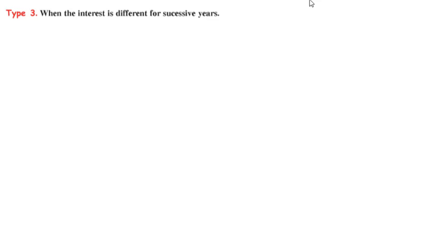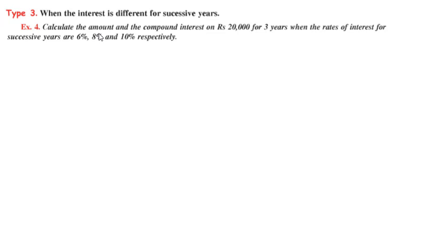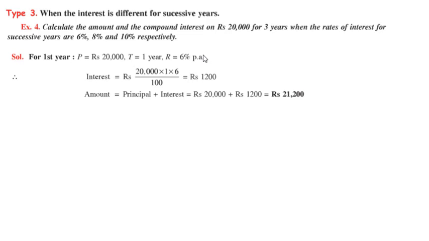Okay, so take an example: calculate the amount and the compound interest on rupees 20,000 for 3 years when the rate of interest for successive years is 6%, 8% and 10% respectively. So first, for the first year we find interest. Here the rate of interest we will take as 6% and the principal as 20,000. We get interest as 1,200. We add this interest to the principal of 20,000. It will give me the total amount at the end of 1 year as 21,200.